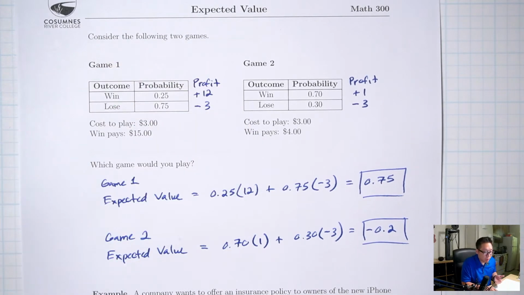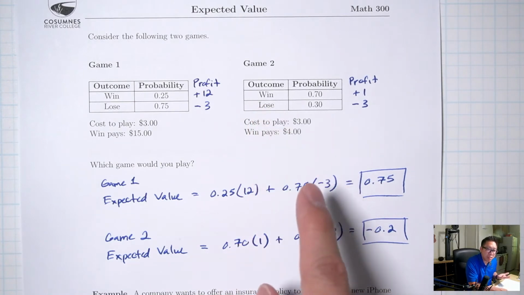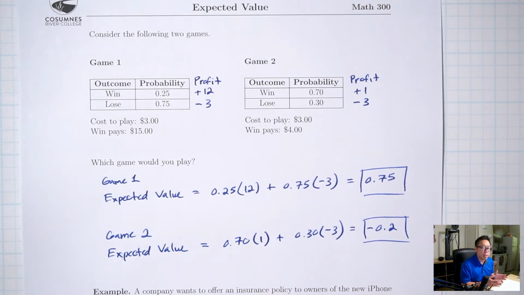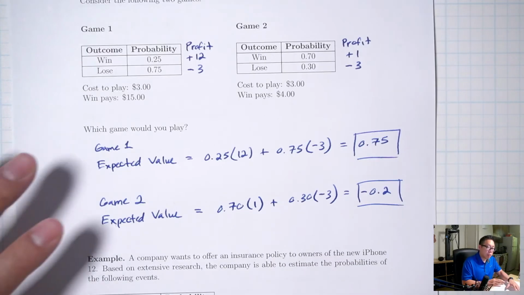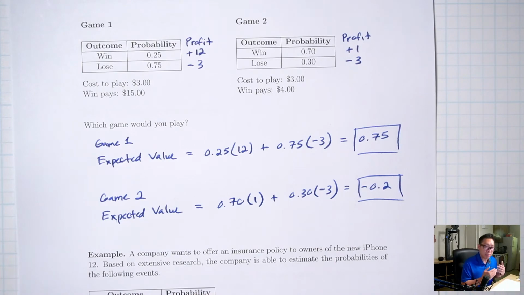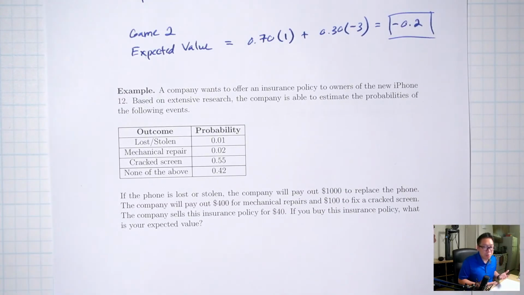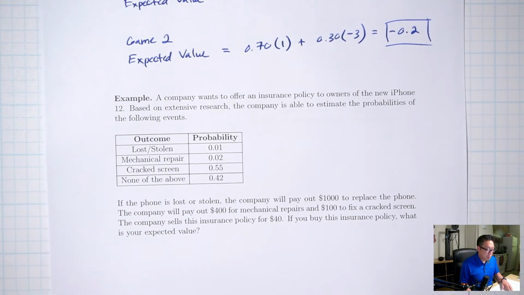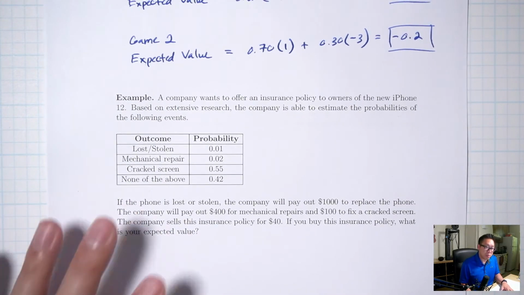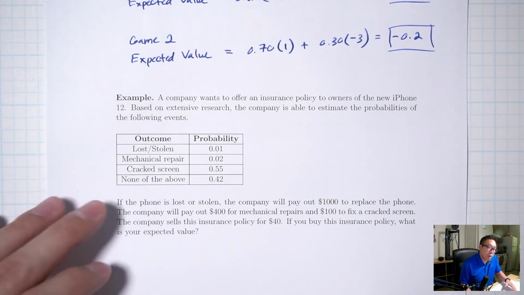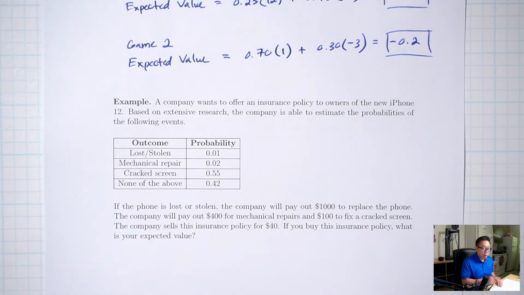Whereas in game two, most of the time you actually win. You just don't win a lot, right? So if you're only going to play the game a few times, then you would make your decision differently. Expected value only comes into play when you're playing the game many thousands of times. So for insurance policies, you're probably not going to buy a phone many thousands of times over your life, right? So even though it's negative expected value, you still might want to buy an insurance policy.